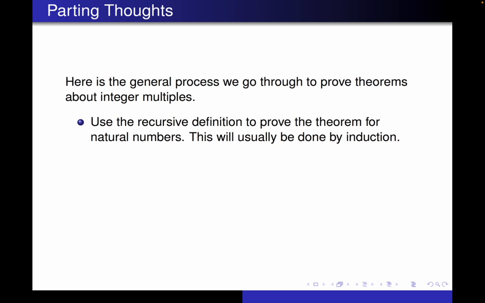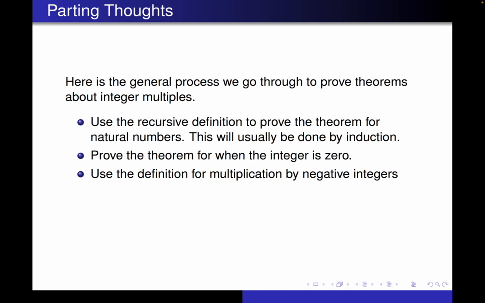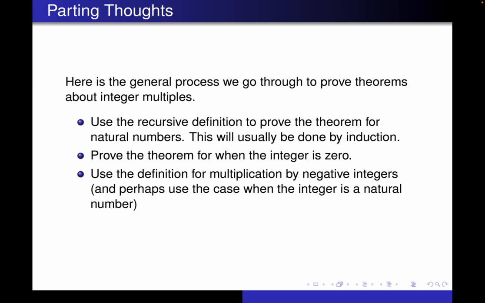Once we've proved it for natural numbers, we look at the integers that aren't natural numbers. That probably starts with 0, or at some point it has to go through 0. So we prove the theorem for when the integer is 0, and then finally we prove the theorem when the integer is a negative number. That just means we have to use the definition of multiplication by negative numbers. And usually this means we have to use whatever result we just proved for the natural numbers, for the positive integers, in order to finish up that case.